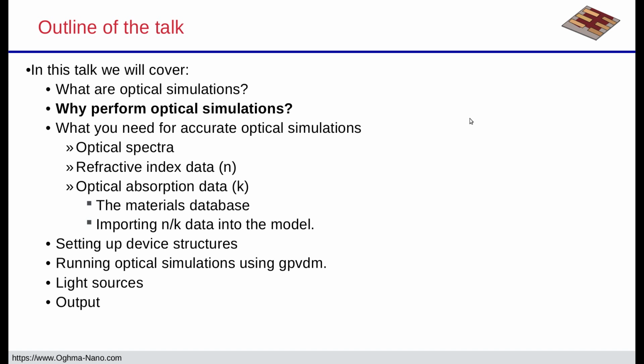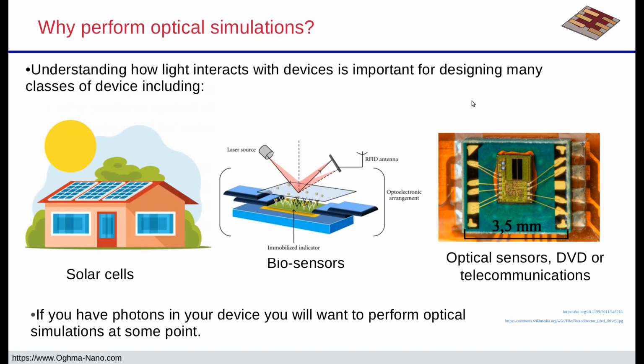So why perform optical simulations? Well, very often you want to look at solar cells, design a solar cell, optimise its layer structure. You might want to design a biosensor, so you might be probing a biosensor with, say, a laser, and you want to understand how the light distributes within the device. Or you might be designing an optical sensor, like a DVD optical reader. It's very important to know where your photons are in the device.